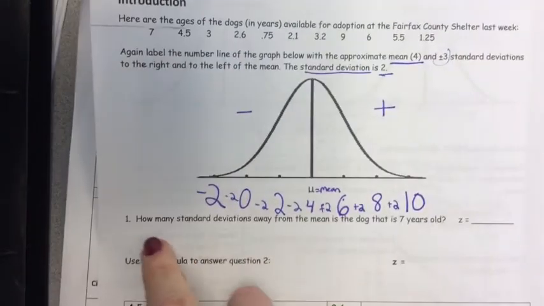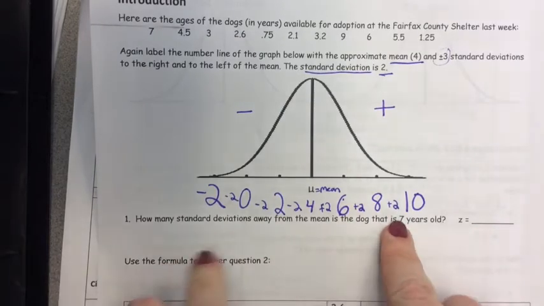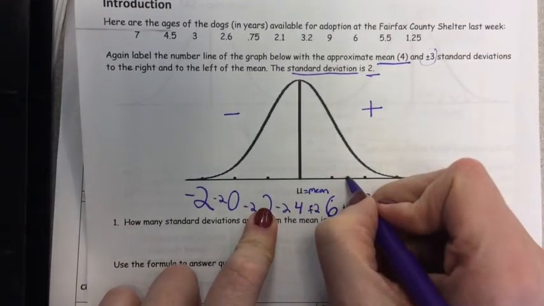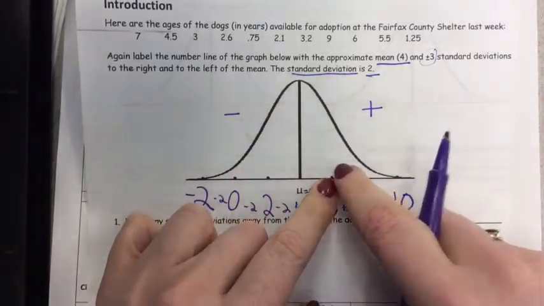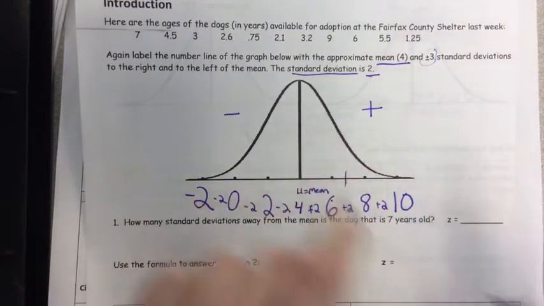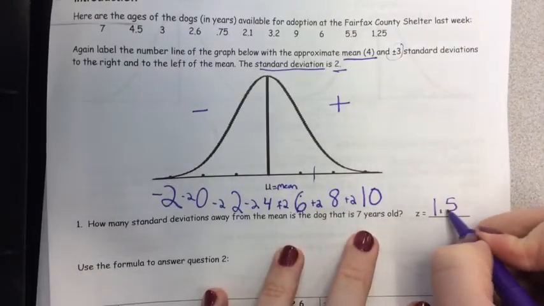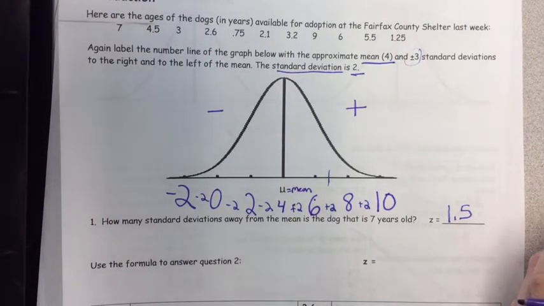So then the question is, how many standard deviations away from the mean is the dog that is 7 years old? So 7 would be right in the middle. So that would be 1 standard deviation and then halfway to the second one. So 1.5. That's just my guess. We can find this a much better way than just guessing.